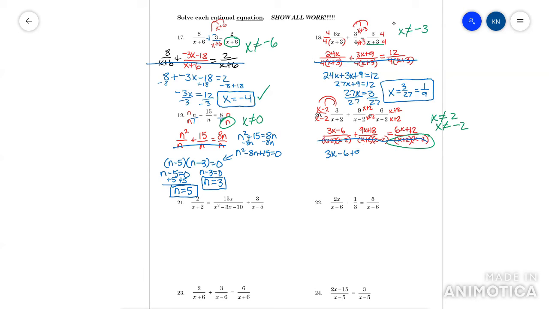3x minus 6 plus 9x plus 18 equals 6x plus 12. Combine like terms on the left side. 12x plus 12 equals 6x plus 12. Subtract 12, or get your numbers on one side and your x's on the other. So I would be minusing 6x and minusing 12. What you're going to get is 6x equals 0. Divide by 6, x equals 0 would be my answer.